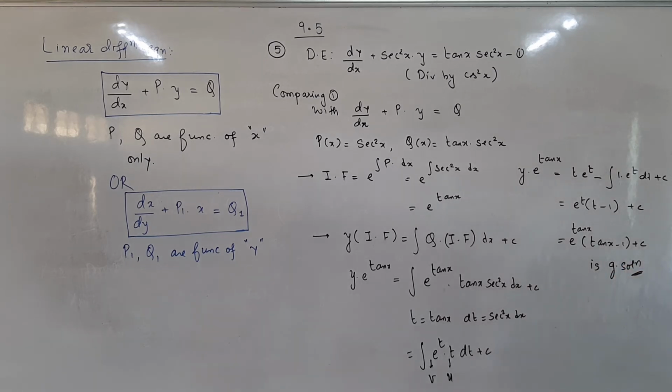You can divide by e raised to tan x, and then you can also write the general solution as y is equal to tan x minus 1 plus c into e raised to minus tan x. That is only written at the back. But students, it is not at all necessary to write the general solution in the same form.